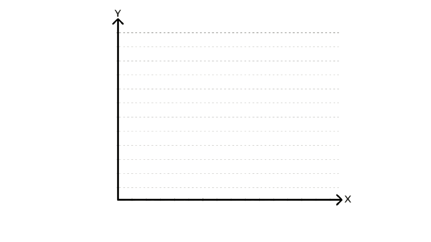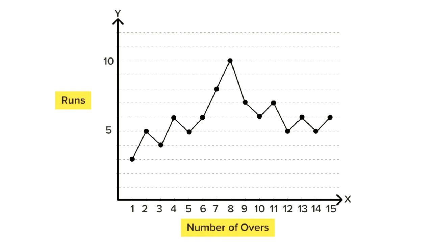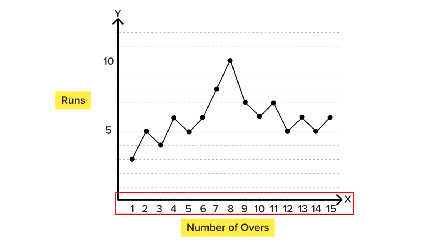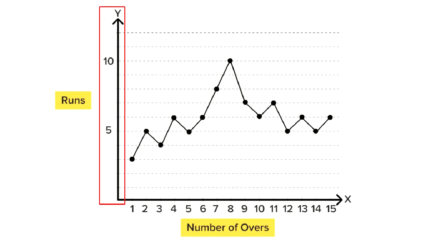The graph shown here is a line graph. It represents graphically the runs scored per over in a cricket match. Here, the x-axis or the horizontal axis represents the over numbers and the y-axis or the vertical axis represents the runs scored in an over.